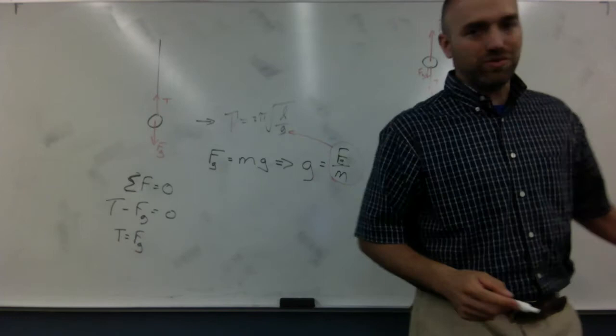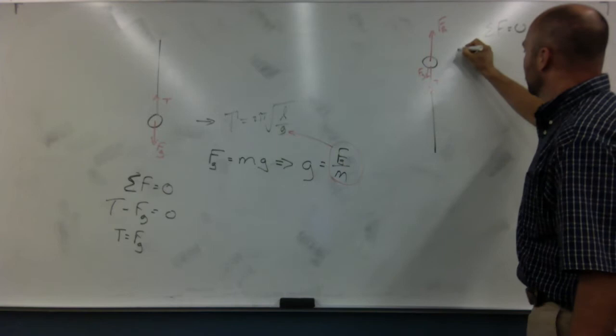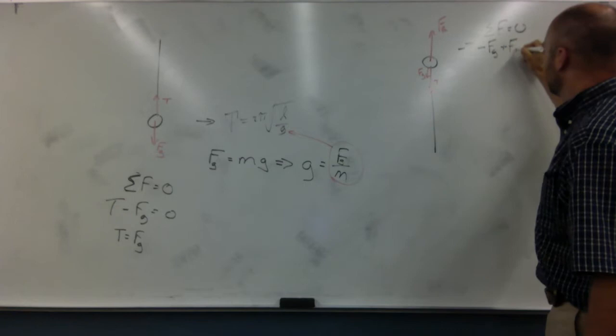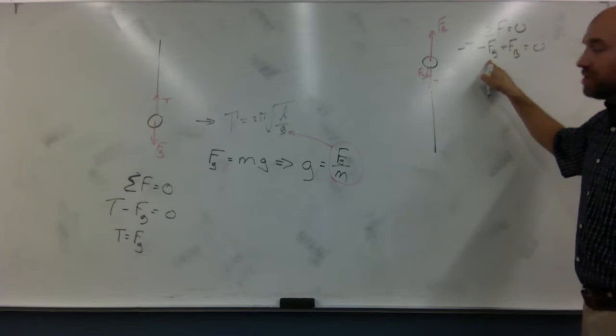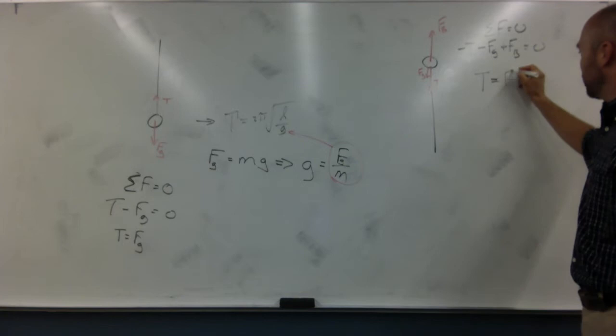Sum of the forces equals zero. What are our forces? Forces are tension, force of gravity, and force of buoyancy. These two are negative because they're going down, and this one's going up, right? Now let's solve this for T. I'm going to just add the T to the other side, so I get T equals the force of buoyancy minus the force of gravity.